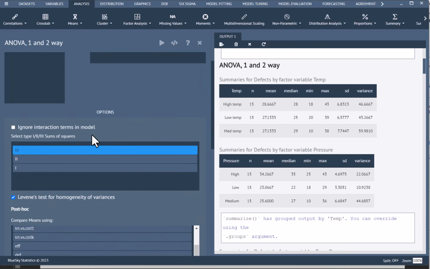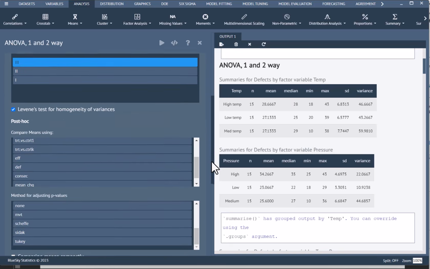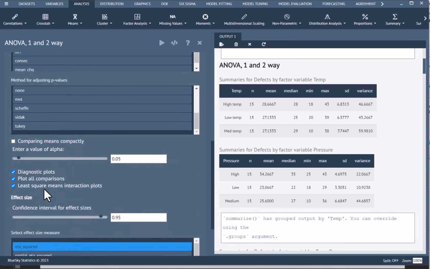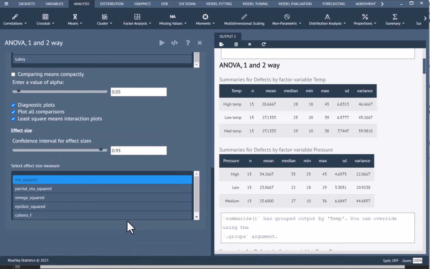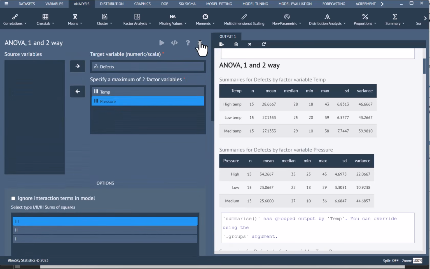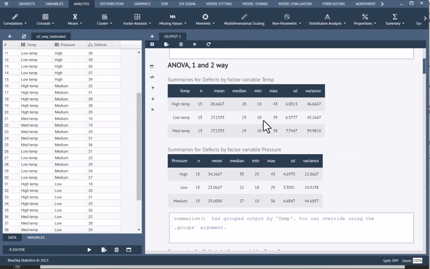We're not going to check the box to ignore interactions because we actually want to see them. And we want to look at Levene's test for homogeneity of variances. We want to see the diagnostic plots, the plots of comparison, and the interaction plots, and BlueSky will calculate eta squared, which is the ANOVA version of R squared. So we did the analysis, and here are the results.